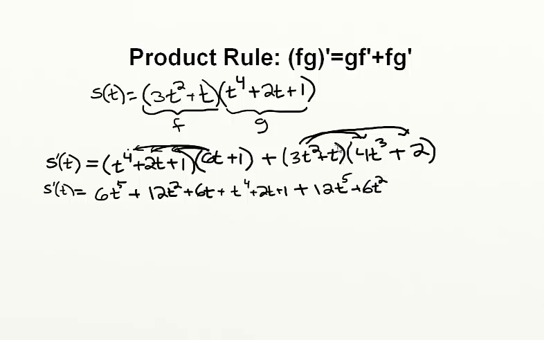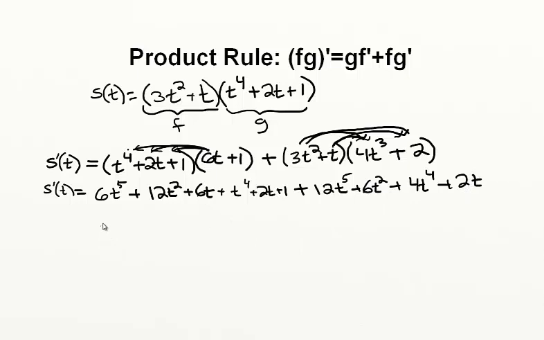Then we do our t, multiply that through to both of those. So t times a 4t cubed, that's going to be a 4t to the 4th. Then t times 2 is going to be plus a 2t. Alright, so there we have it.